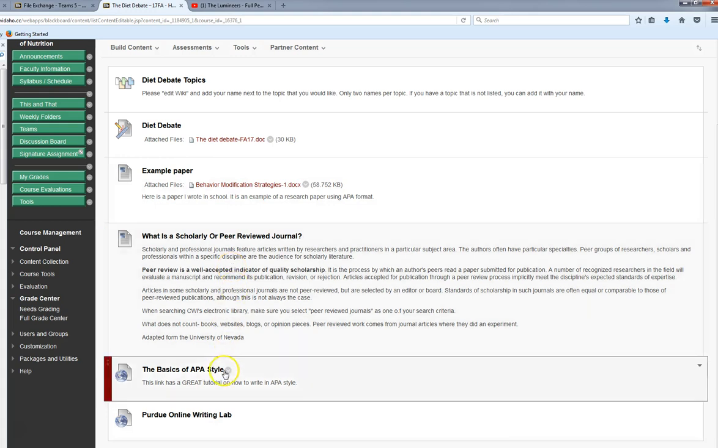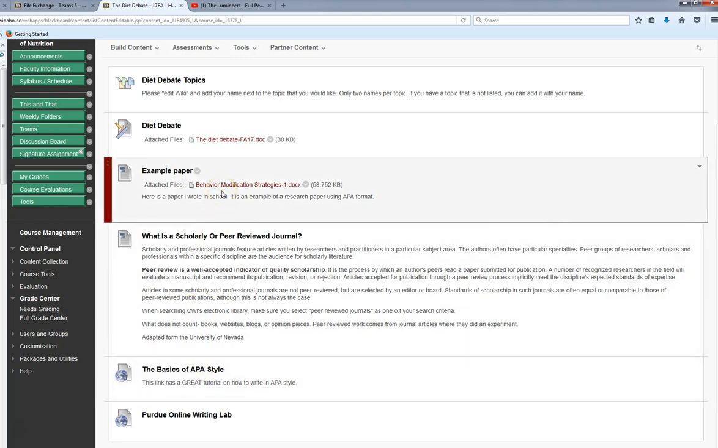So I have here the basics of APA style. This paper does need to be APA style, and I've outlined inside the paper document what I'm looking for on that. I've given you an example of what an APA style paper looks like.